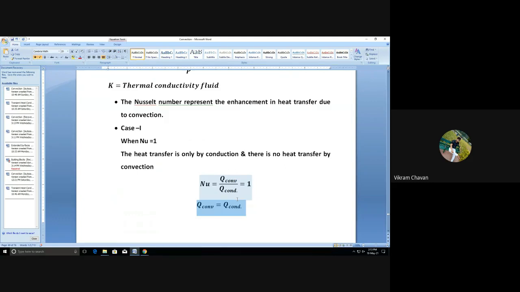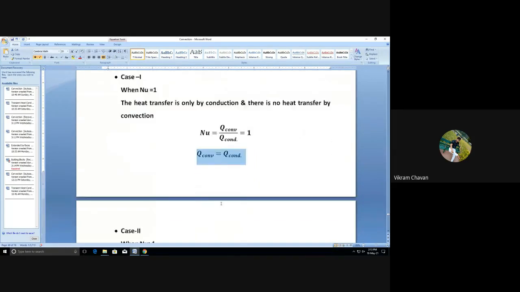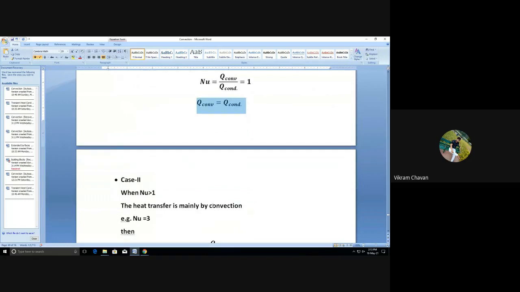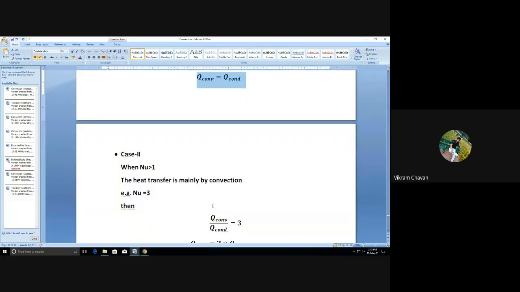Q convection is equal to Q conduction. So that is nothing but the significance of Nusselt number when Nusselt number is equal to 1. Now, if you consider that the Nusselt number value is greater than 1, to understand this, we have to consider one example.